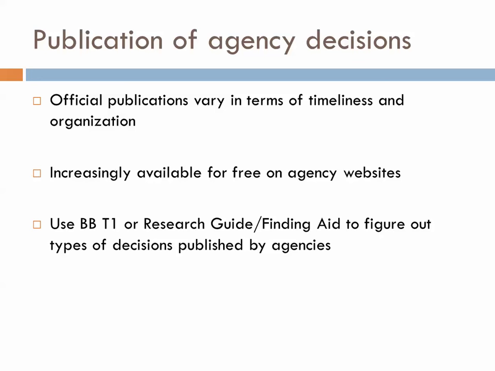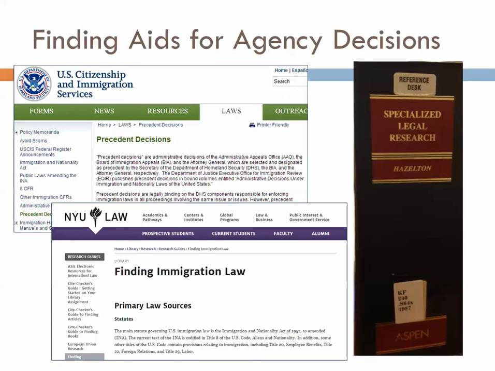In terms of figuring out the types of decisions an agency might publish, some of them are listed in your Blue Book Table 1, at least at the federal level, but I really recommend a research guide or a finding aid to figure out the types of decisions that might be available or that might be published by an agency. So I've just given you some examples of different types of finding aids here.